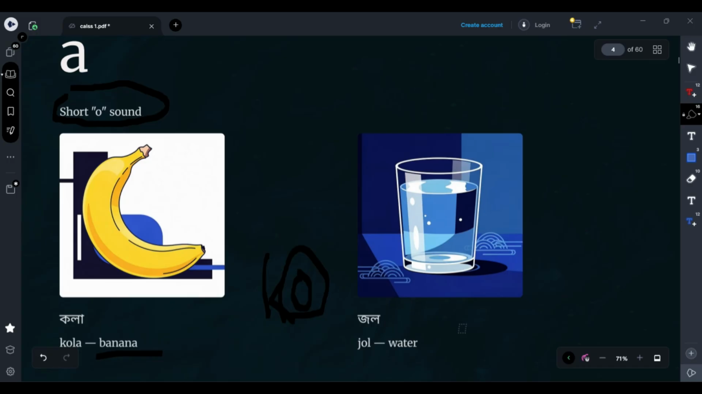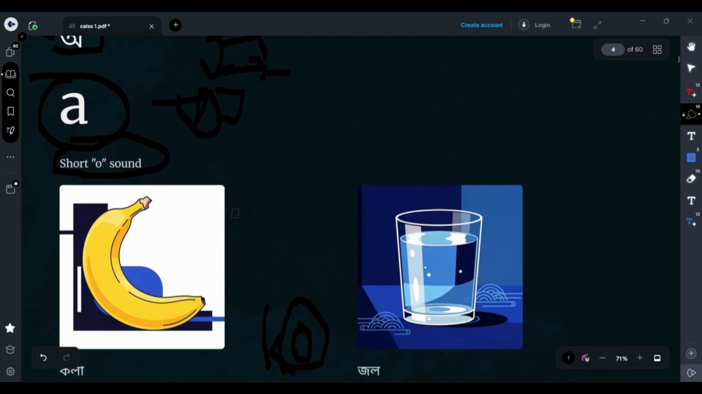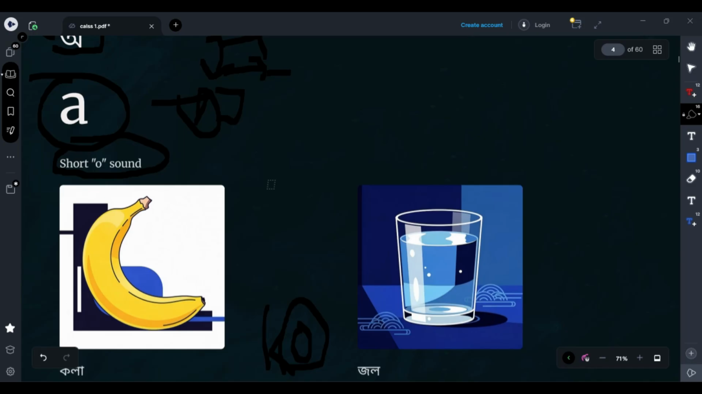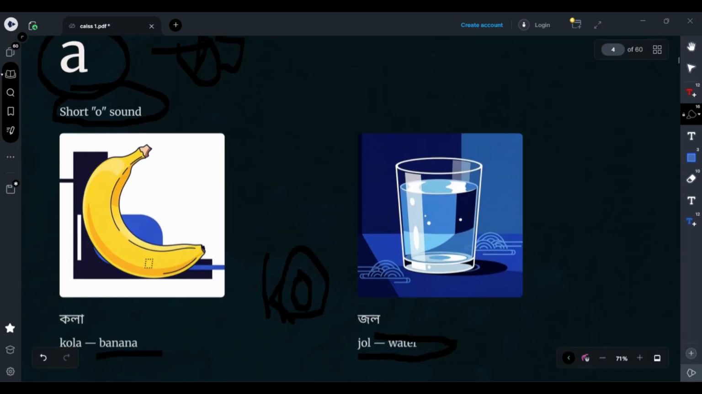And second example, we can call it like jol, it means water. The alphabet is o. We can also call it shore o. The sound is like o, shore o. Or you can also just call it o. Kola, we can call it kola.